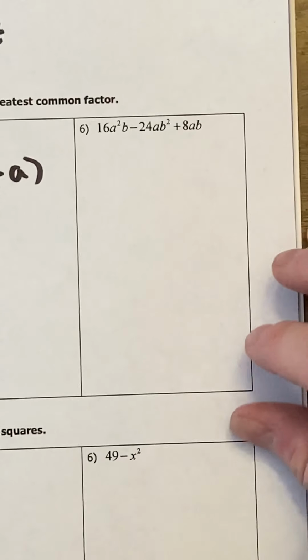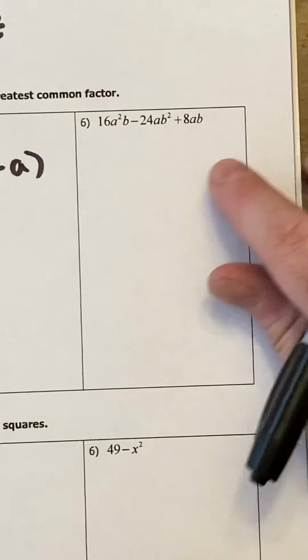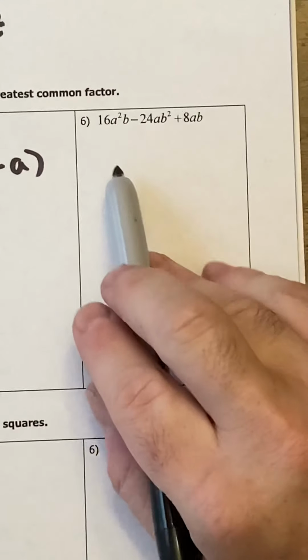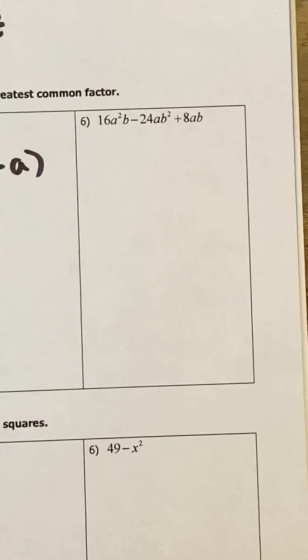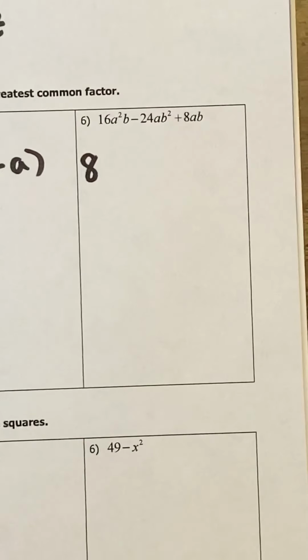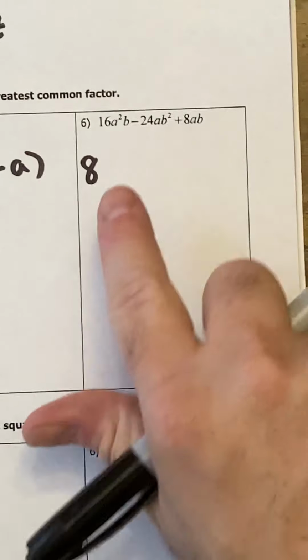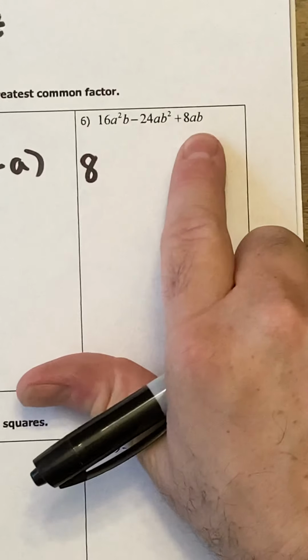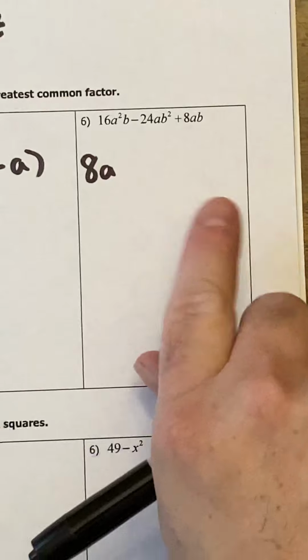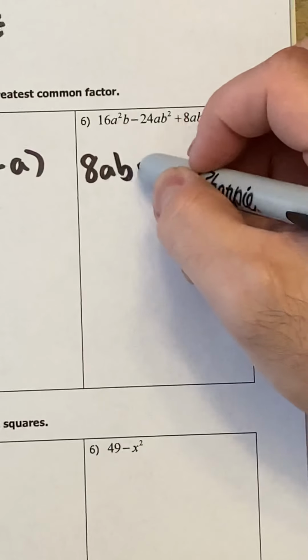Now in this last problem, we actually have 3 terms, and we see that there is a numerical value for each term, 16, 24, and 8. 8 happens to go into all those 3 numbers, so 8 is going to be your greatest common factor. Then if we take a look at the a's, you have an a squared, an a, and an a. Take the one with the smaller exponent, a. You have b's in all of them, with b having the smallest exponent.